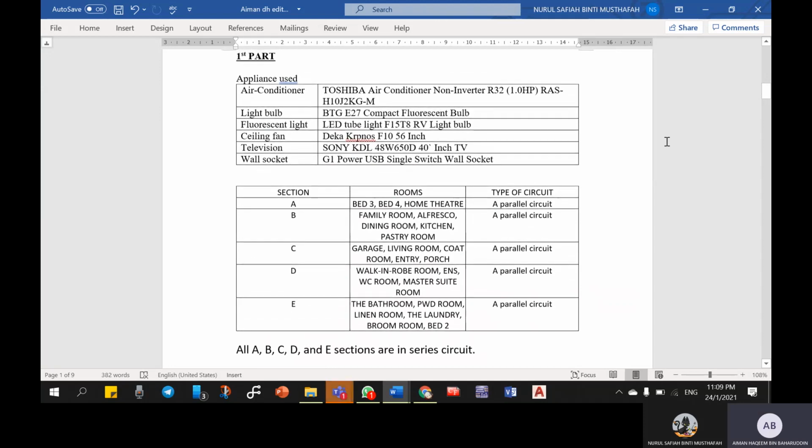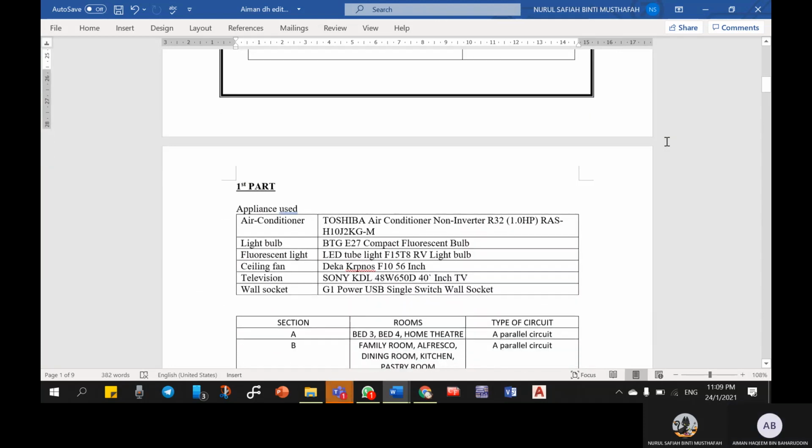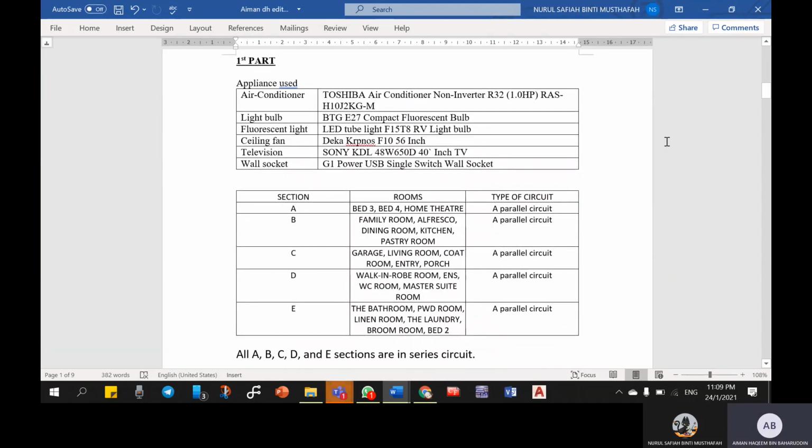Okay, for the first part of the assignment, the appliance used is an air conditioner, the Toshiba non-inverter R32 1.0 HP RAS-H10J2KG-M. As for the light bulb, we use the BTG E27 compact fluorescent bulb.